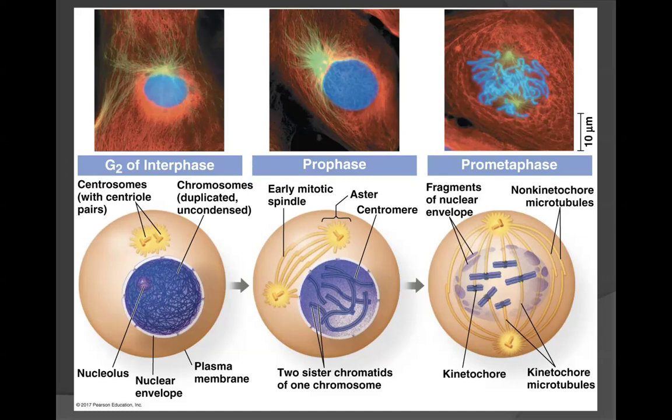We can also see that the nuclear envelope is starting to dissolve. This is so the microtubules can extend through and access the DNA. We also see the formation of the kinetochores, and this provides that attachment site for the microtubules to attach to the chromatid.